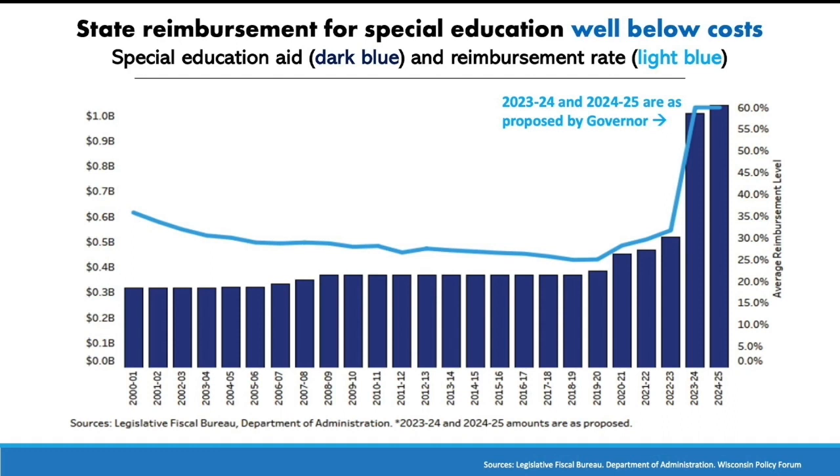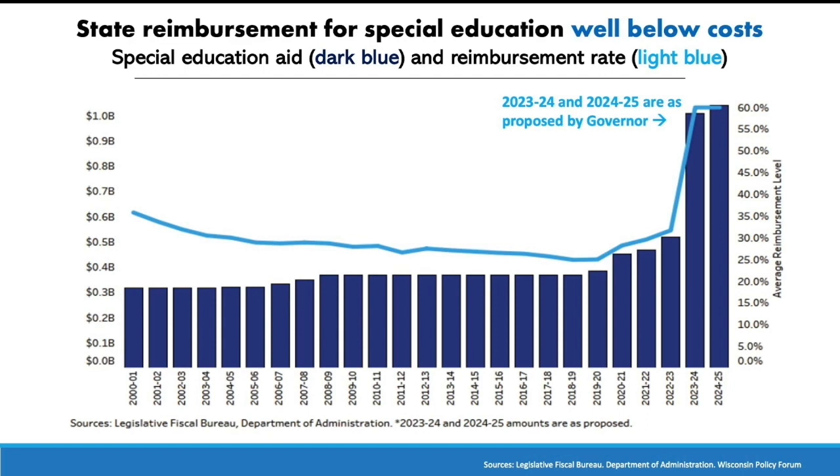Although school districts are mandated by both state and federal law to meet the needs of students with disabilities, funding for those mandates has not come close to covering costs in over 20 years. The dark blue bars in this chart, measured on the left axis, show the amount of aid the state has appropriated to reimburse school districts for special education costs since the 2001 school year.